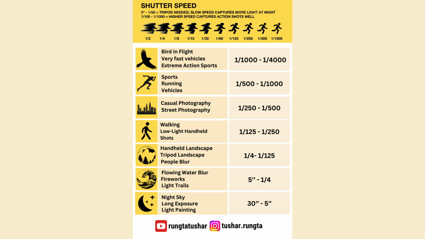Now, I have created a cheat sheet for you. This sheet tells you what kind of shutter speeds to use for what type of subjects. And this is going to be on the screen in 3 seconds, so you can take a quick screenshot. Now, one pro tip is that you should always use a tripod when you are shooting with a slower shutter speed. Otherwise, you will always see blur in your photos.